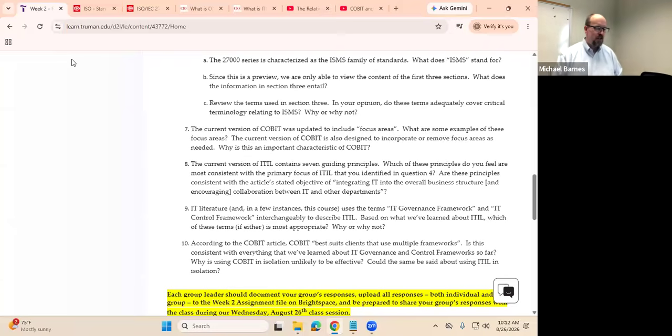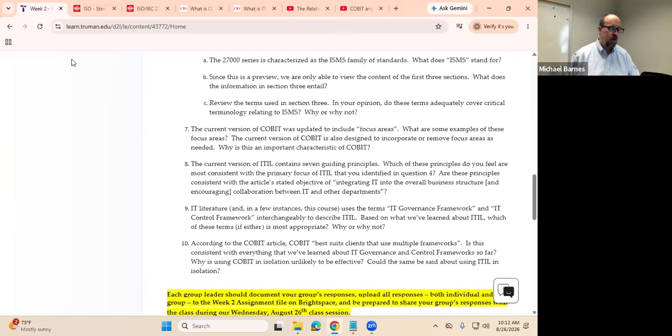All right. According to the COBIT article, COBIT best suits clients that use multiple frameworks. Is this consistent with everything that we talked about or learned about IT governance and control frameworks so far? Let's answer these questions, and then I want to show the final video. So COBIT best suits clients who use multiple frameworks, meaning COBIT is going to be used in unison with other things. Is this consistent with frameworks we've used so far? Megan, what does your group say on this one? This is consistent with.